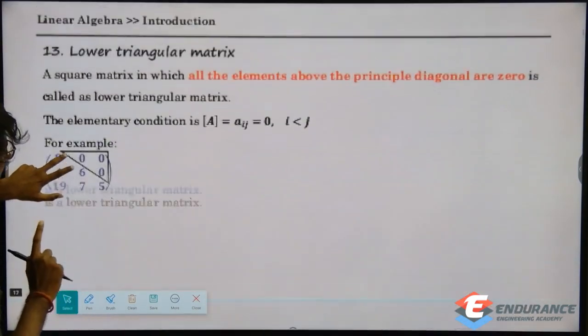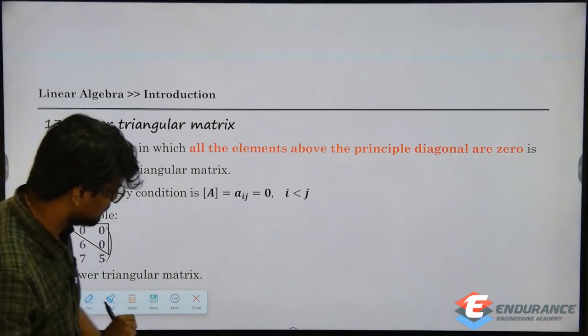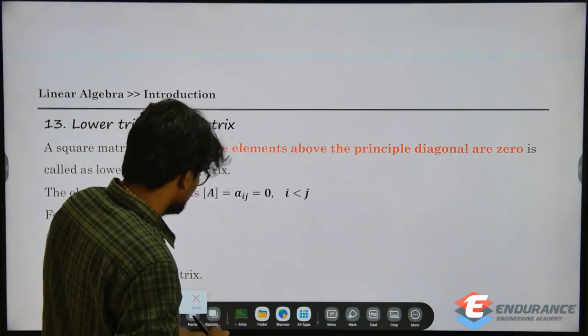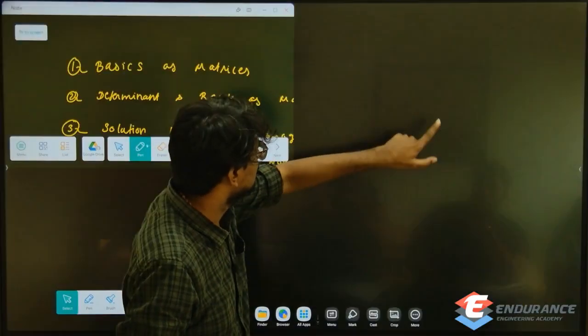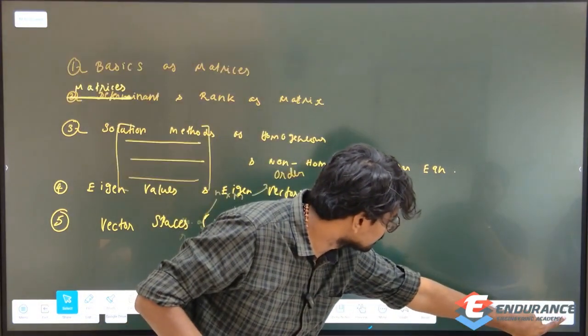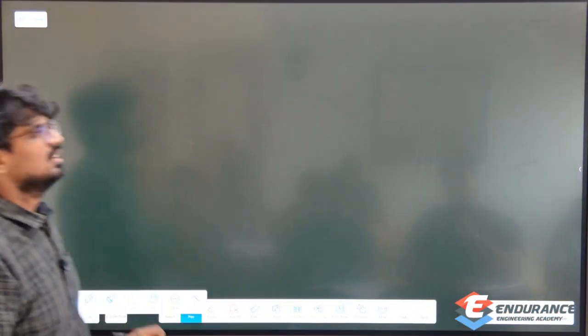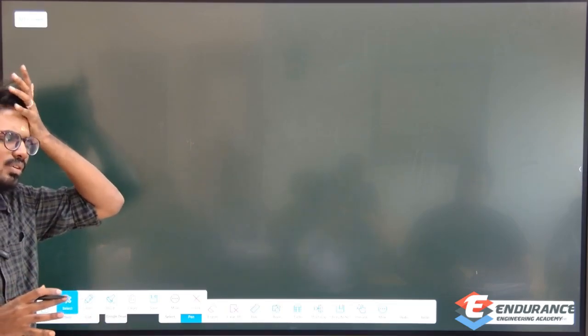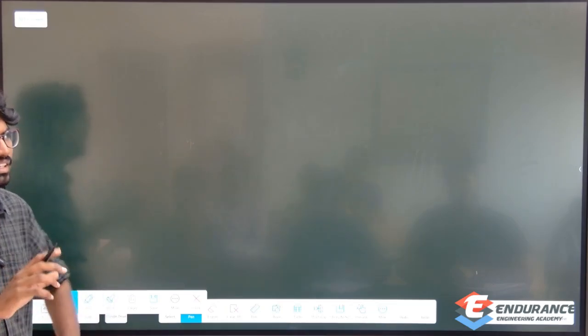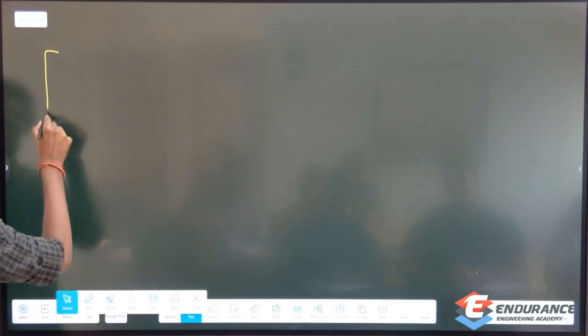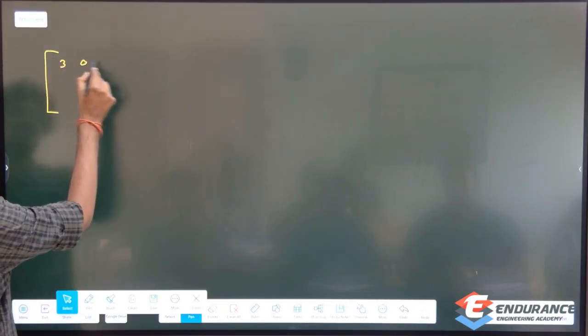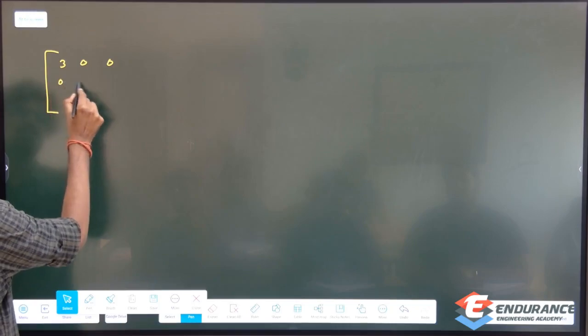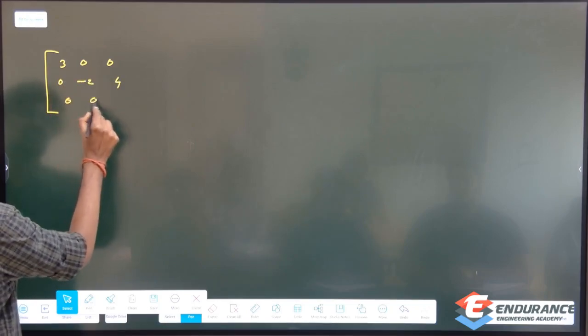Okay. So, now what we need to understand here, elementary conditions. Okay. First, we will start with square matrix, rectangle matrix, row, column. We don't need to discuss elementary condition. What about diagonal matrix? Let me take a diagonal matrix. 3, 0, 0, 0, minus 2, 4, 0, 0, sorry.